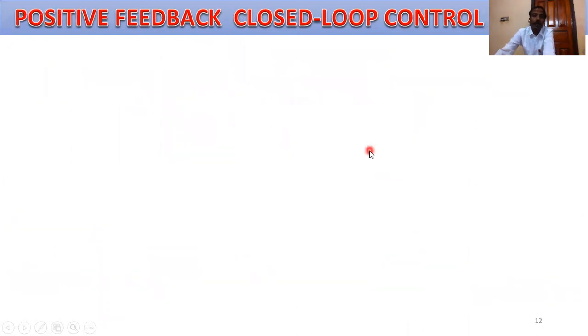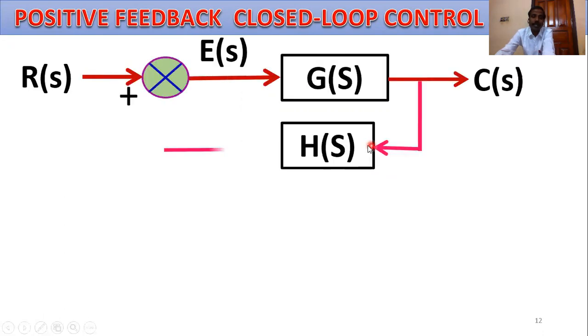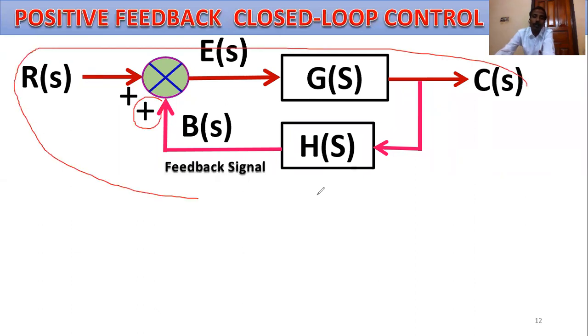Then, positive feedback closed loop control system. This is the positive feedback closed loop control system, already discussed. Just the feedback path is positive. This is the positive feedback, and that's why this is called a positive feedback closed loop control system.